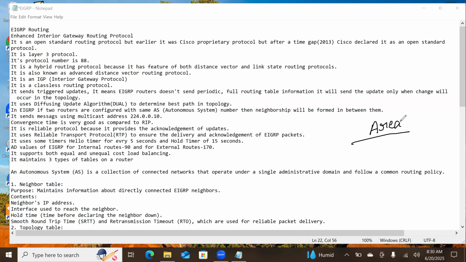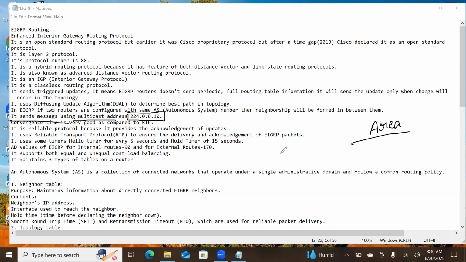Same like in EIGRP, if the AS numbers are different, then those routers will not exchange the routing table with each other. That is the reason. If you have the same AS number on all the routers in EIGRP, then only they will have the same routing table. Otherwise, they will not. It sends a message using the multicast address 224.0.0.10. This is a multicast address to send any update to the other router.